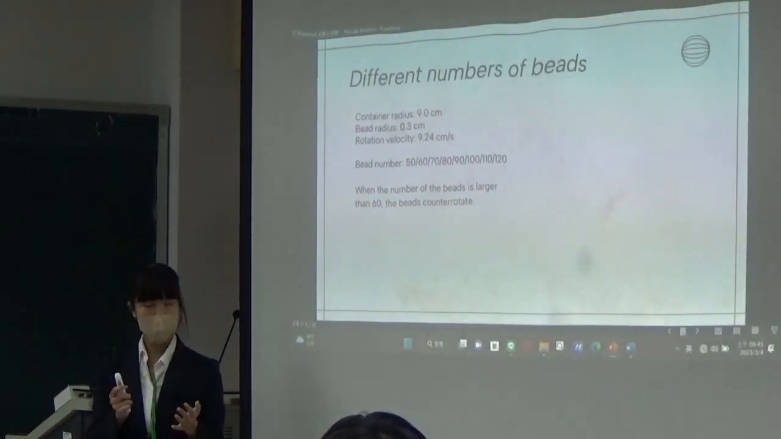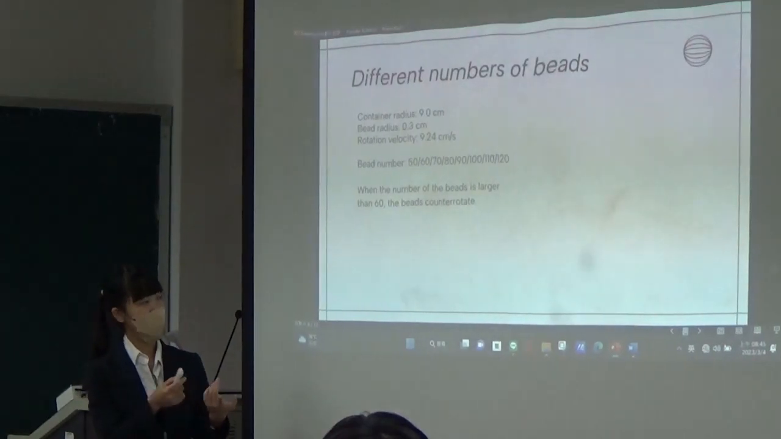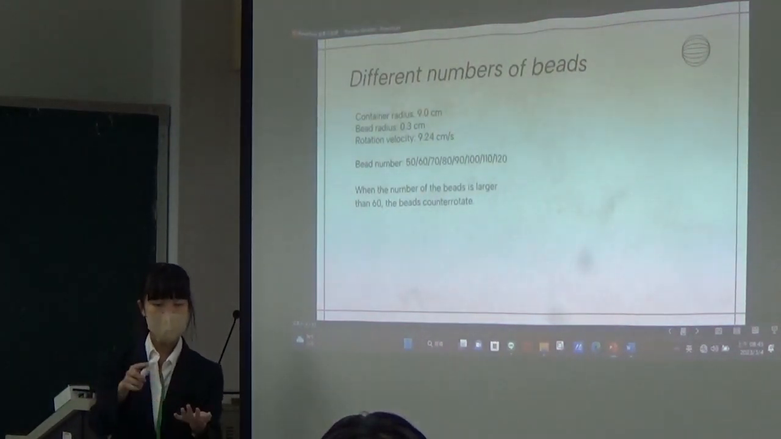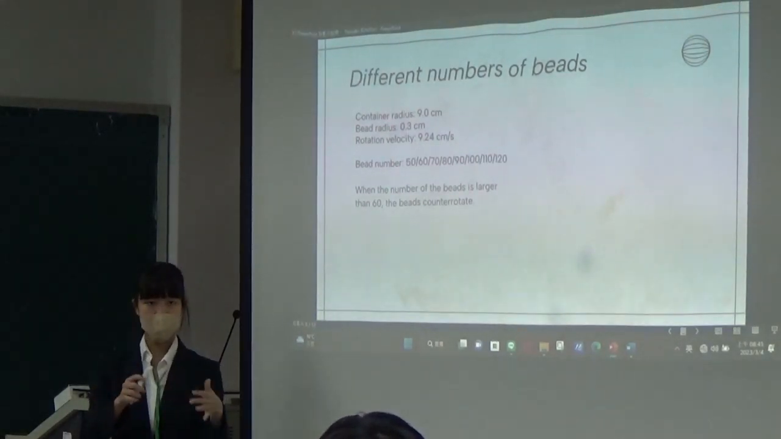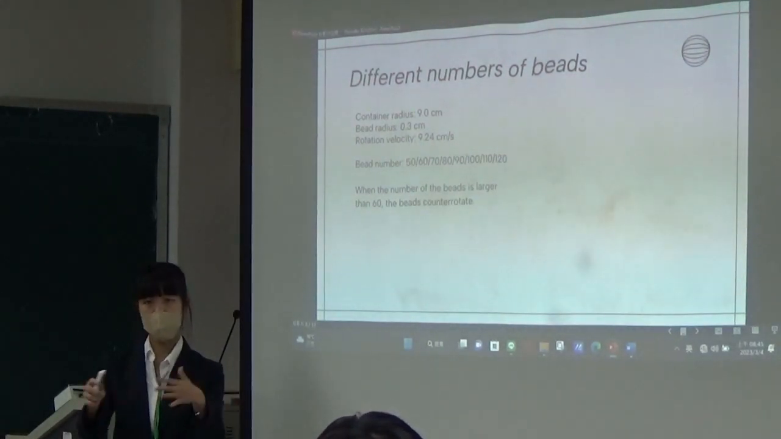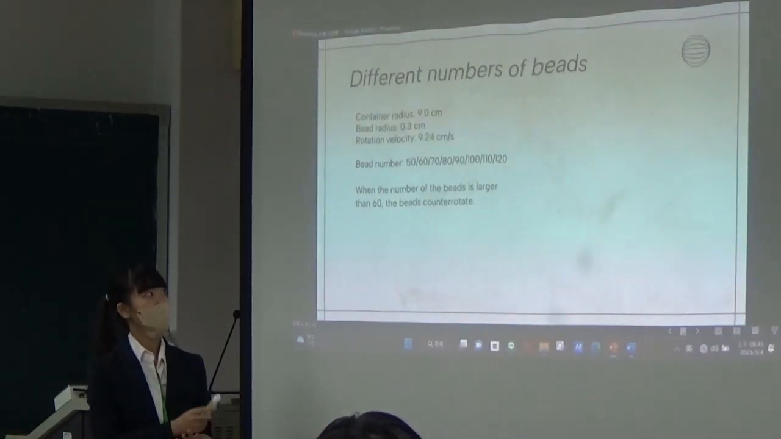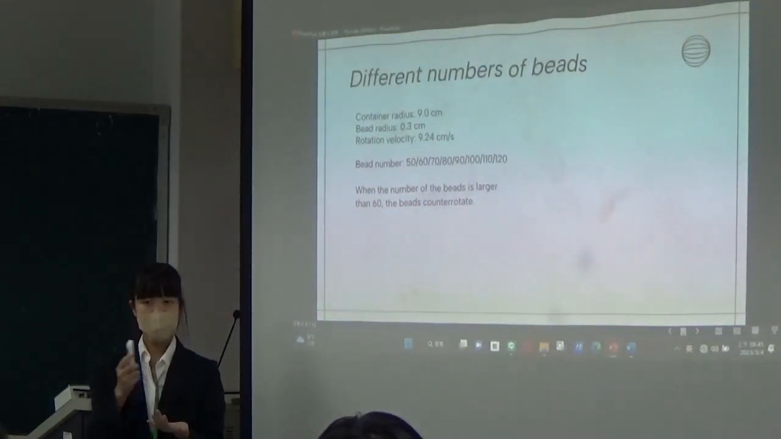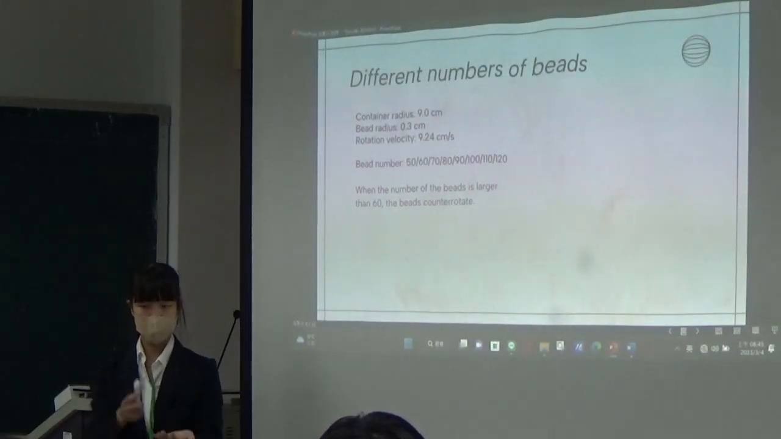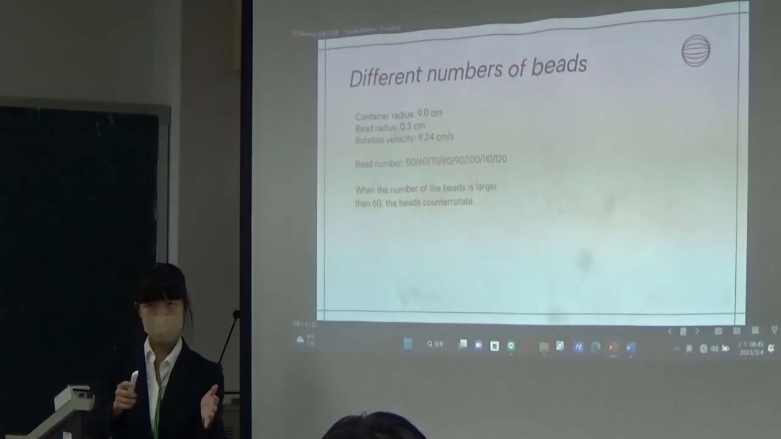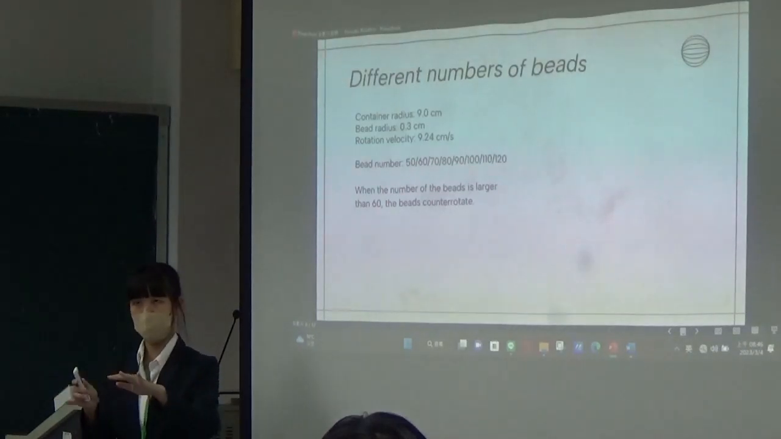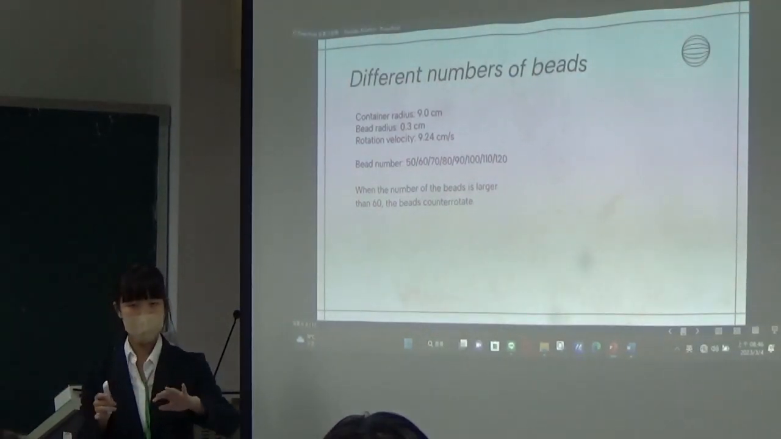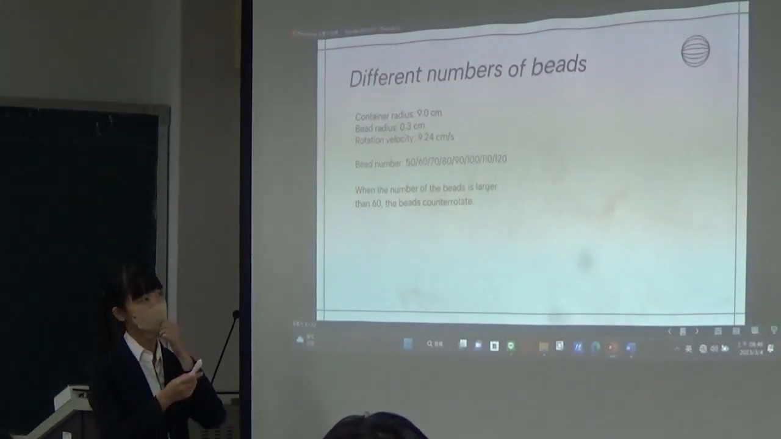So if you put 50 balls in a container, and the container rotates clockwise, the beads will rotate clockwise too. However, if you put more than 60 balls in the container and the container rotates clockwise, the balls will rotate counterclockwise.